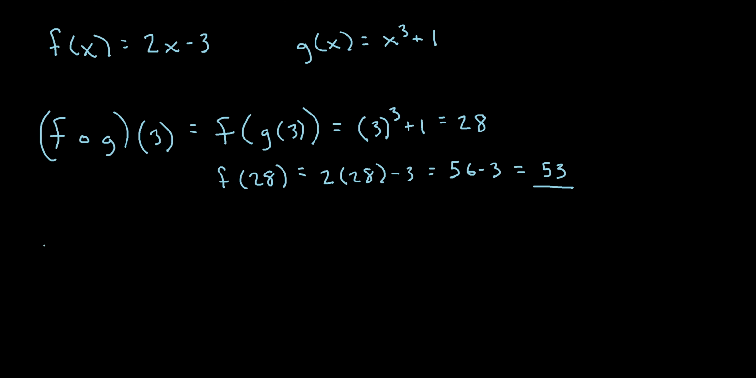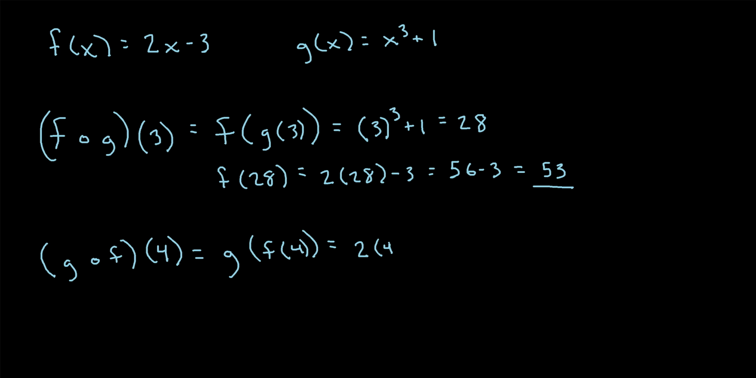Now, suppose we wanted to do, let's say, g of f evaluated at 4. Well, we could rewrite that as g of f of 4. So now we'll start by plugging in a 4 for the value x into our f of x equation. So instead of 2x minus 3, we'll have 2 times 4 minus 3. So 2 times 4, that is 8. 8 minus 3 is 5. So now f of 4 is equal to 5. So now what we can do is evaluate g of 5.